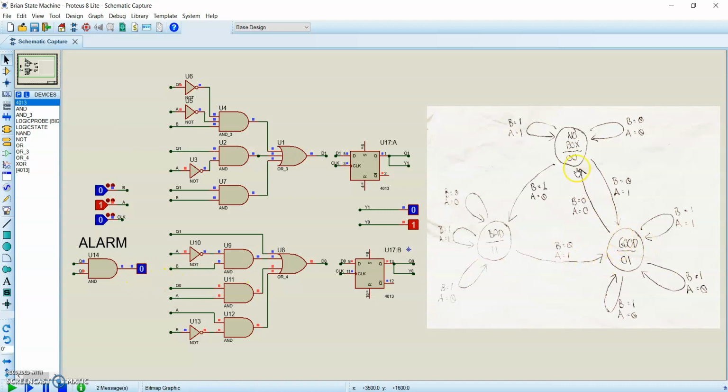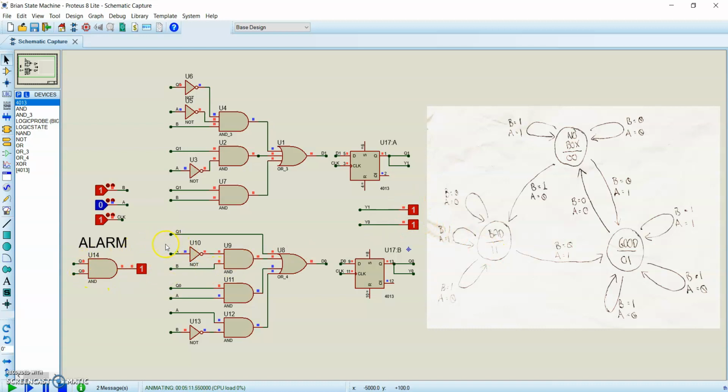From here, we can only move back to no box, which is where A is 0 and B is 0. When the clock is pulsed, we move back to no box. From here, we can move to bad box, where A is 0 and B is 1. When the clock is pulsed, you produce an output of 1, 1 on the outputs, and the alarm is activated.